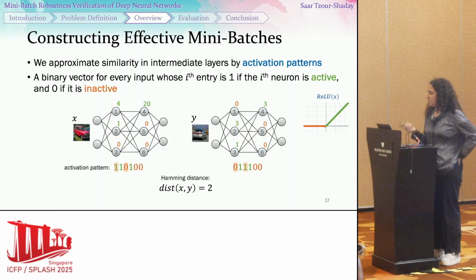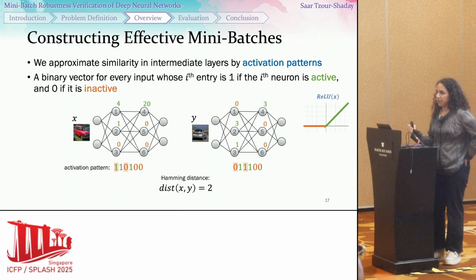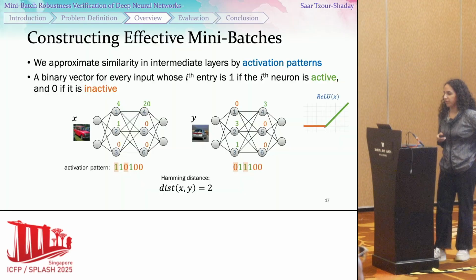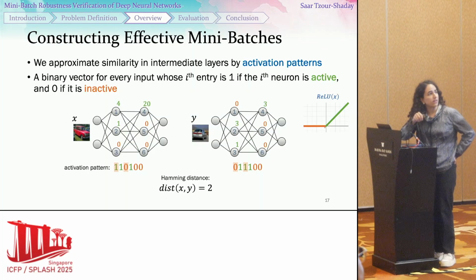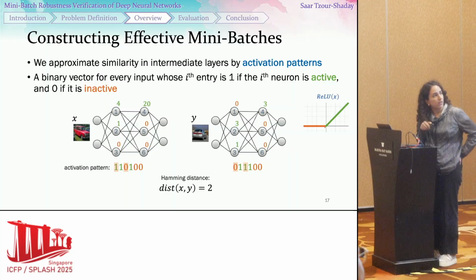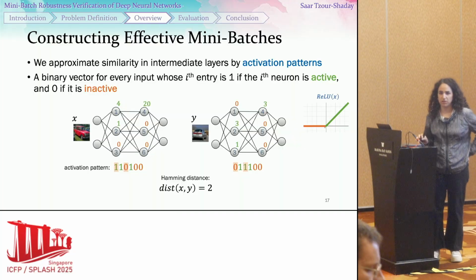Now, given a batch size, how do we choose which inputs to include? Remember, we want to group inputs that are close in intermediate layers. In order to approximate similarity in intermediate layers, we used activation patterns. An activation pattern is a binary vector for every input, whose ith entry is 1 if the ith neuron is active in terms of the ReLU state, and 0 if it is inactive. For every pair of inputs, we compute the Hamming distance of their activation patterns. So now we have distances between inputs.